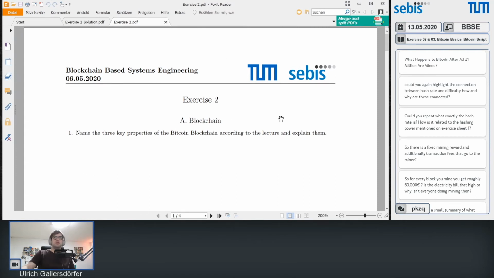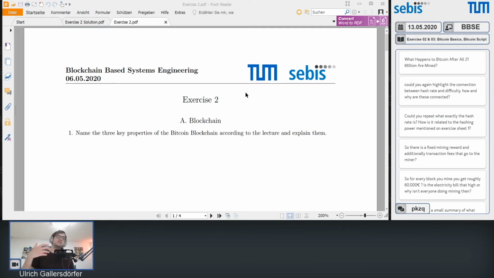Okay, exercise 2: name the 3 key properties of the Bitcoin blockchain according to the lecture and explain them. So this is a very easy one. When we go through the slides, you will see them. It's not that difficult here. So the 3 key properties are, the blockchain is first of all trust-free. So we don't have a third party we need to trust or which maintains the platform.